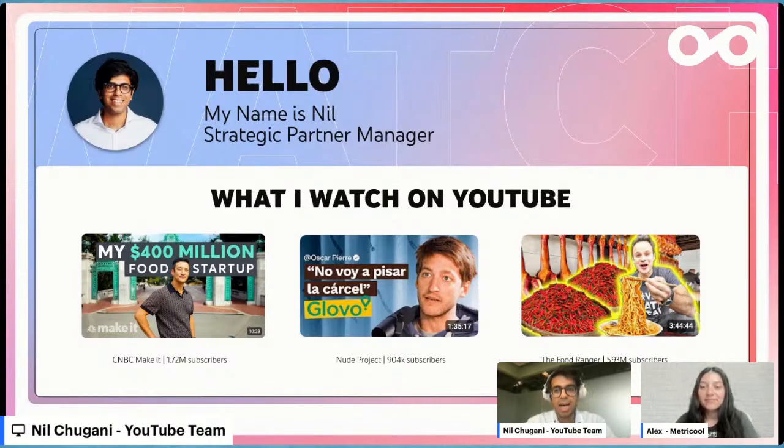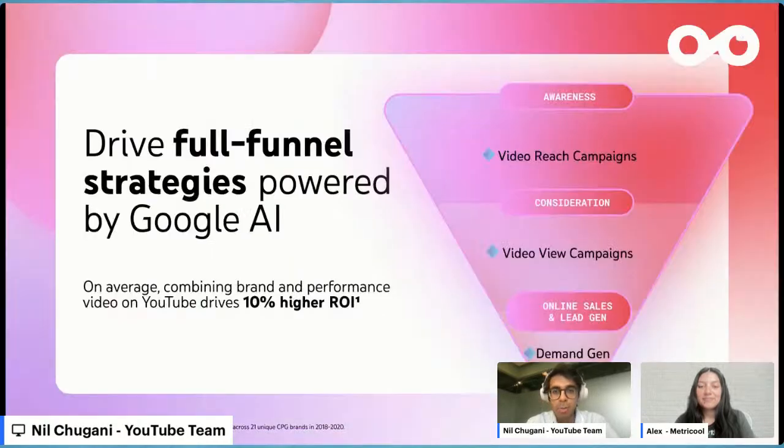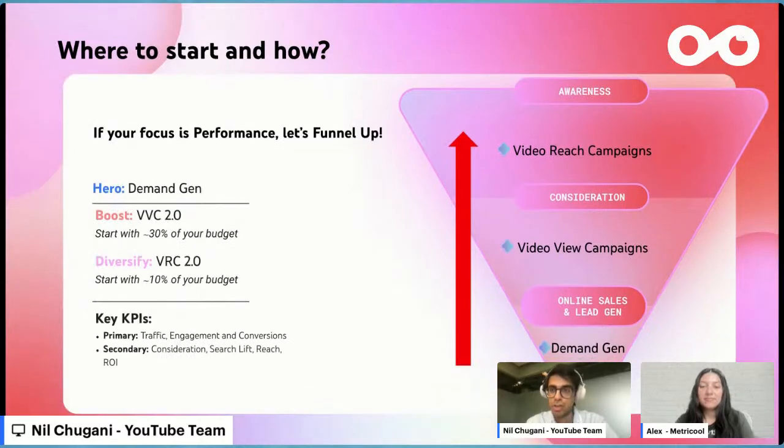And just to give a quick recap of what we covered in the last session, our last session that we did, I think 2 weeks ago now, was how to plan your YouTube strategy like a pro. We spoke about our YouTube AI funnel, the 3 different types of campaigns you can activate based on your objectives, awareness, consideration, and online sales and lead gen. And we also spoke about 2 different approaches you can have. So if you're a performance-oriented advertiser that hasn't really tested out the waters in the YouTube ecosystem yet, we would recommend you to funnel up.